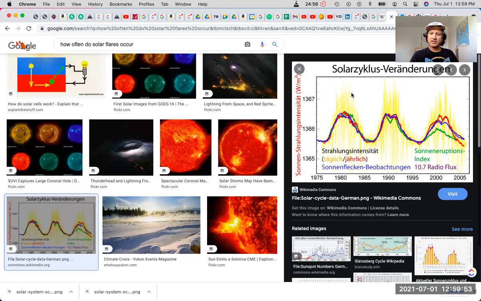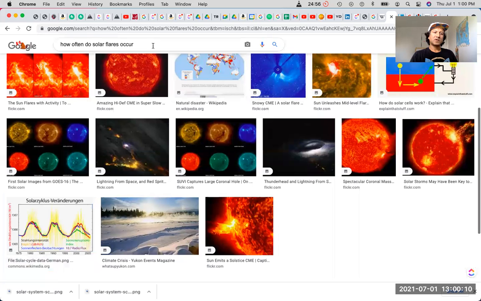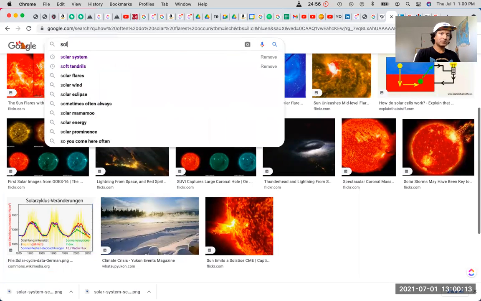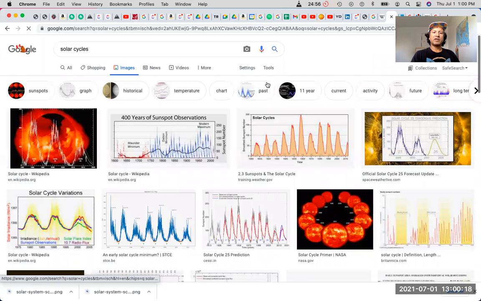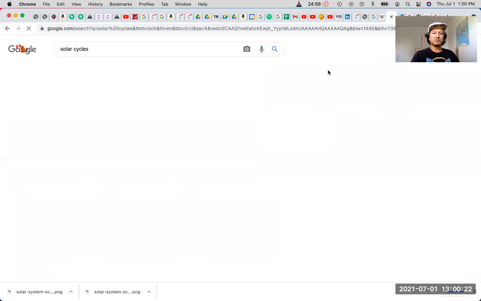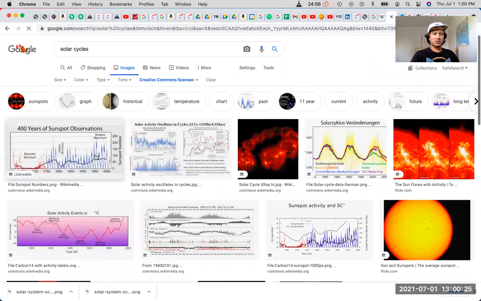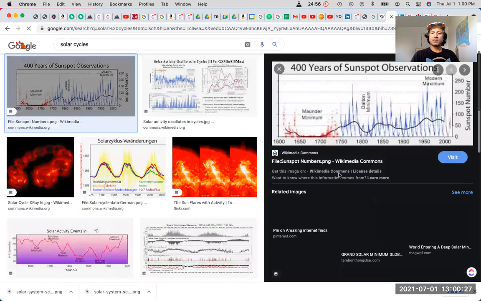But yeah, so we are seeing high activity, then low activity, then high activity, then low activity, then high activity. And this seems to be like an 11-year cycle here, with the exception of the last 5 years of data. Well, let's see if we can pull up a Wikipedia, sorry, Creative Commons image for the solar cycle. So yeah, it really depends.